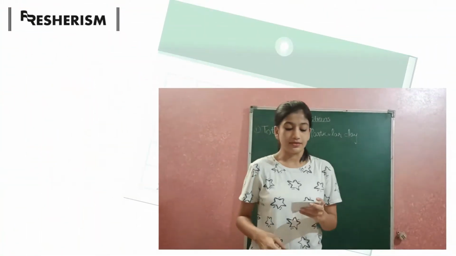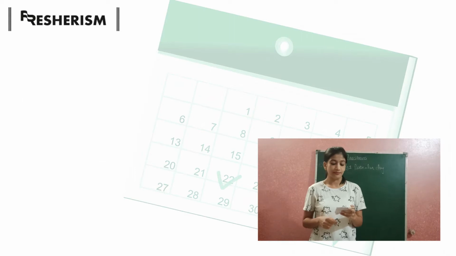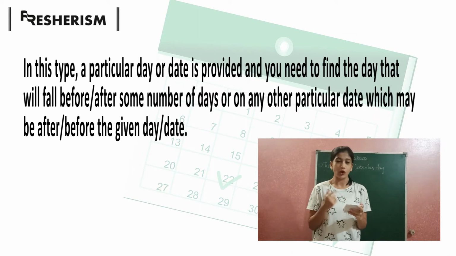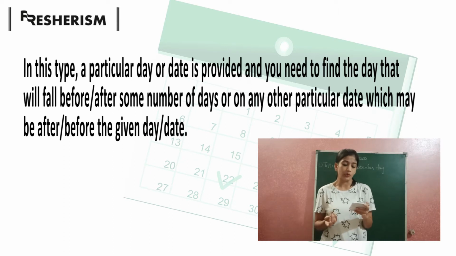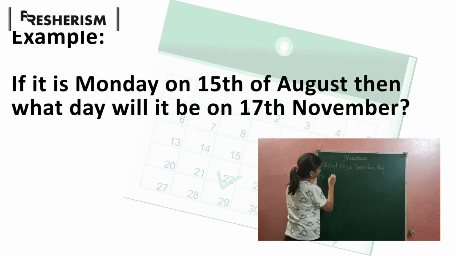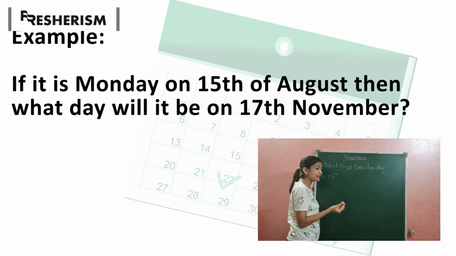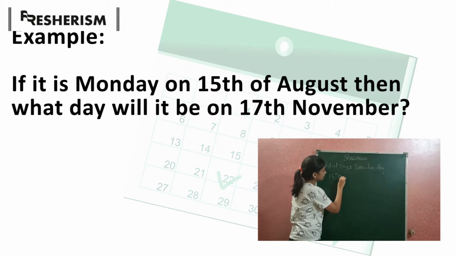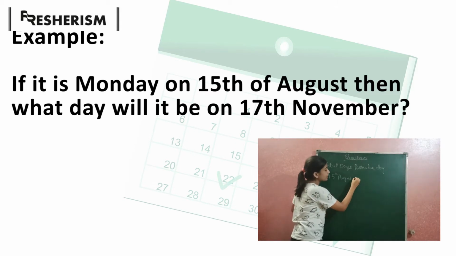In this type, a particular date or day will be given and you will be asked to find out a day that falls before or after some days, or any particular date which may be after or before the given date. This will be cleared after seeing one example. For example, let's say on 15th of August of any year is Monday.